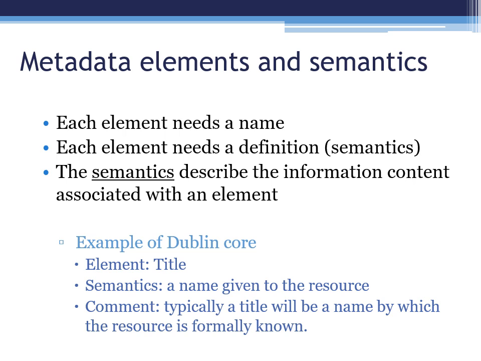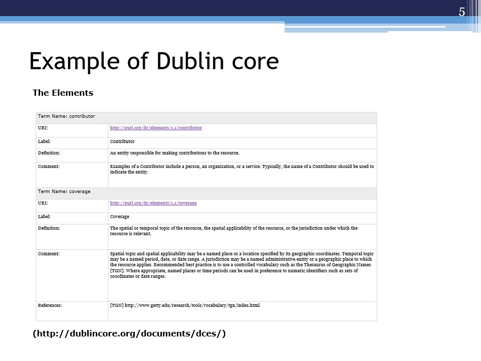The comment, the explanation of the semantics, is that typically a title will be a name by which the resource is formally known. This is an example of Dublin Core for the element. When you visit this URL, you can see the whole element with the definition and comment.